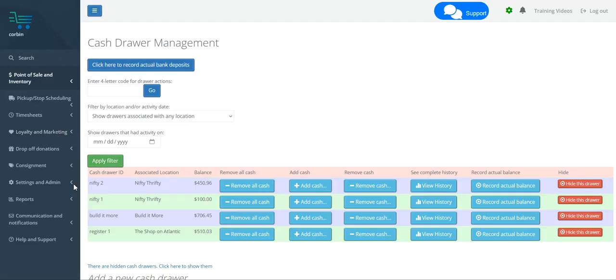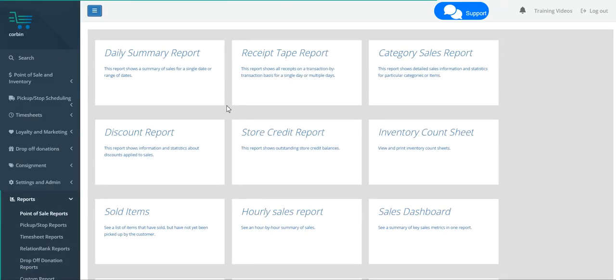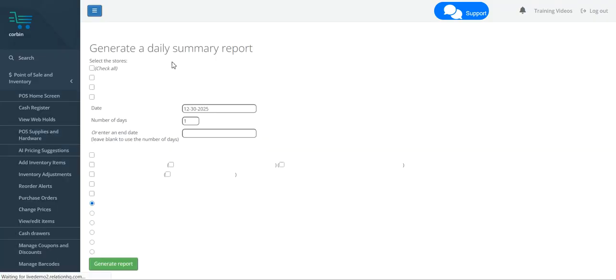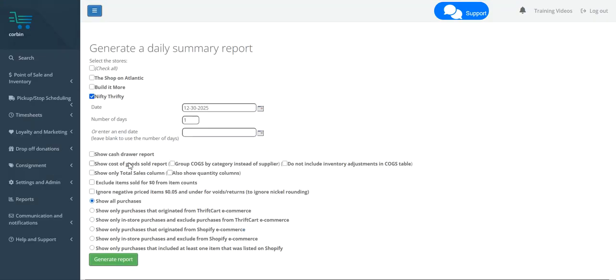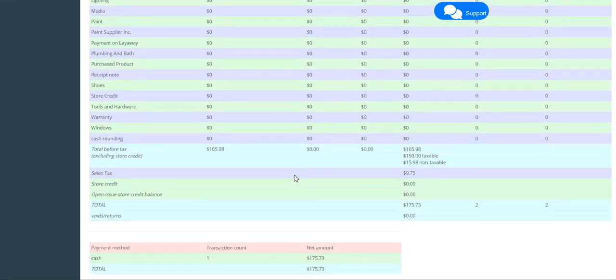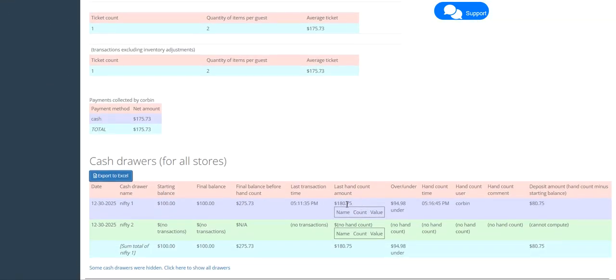Let's say the cashier completed this hand count, but then realized that they had failed to include the $100 that the drawer starts off with in their hand count, and that's why there was such a large discrepancy. They were under by almost $100. In your daily summary report here, if you look at the cash drawer report, you can see this hand count and the fact that it was under by about $100.